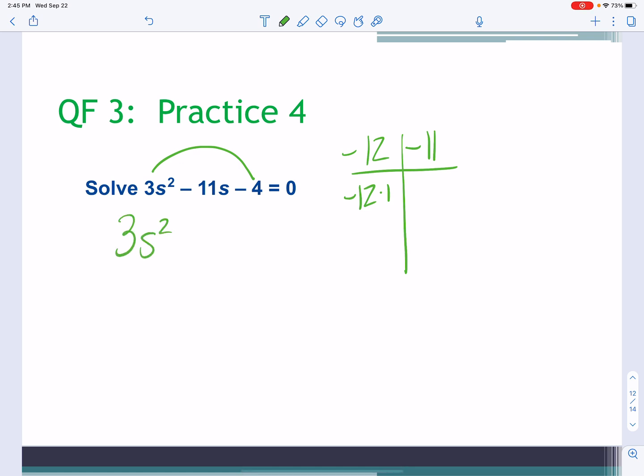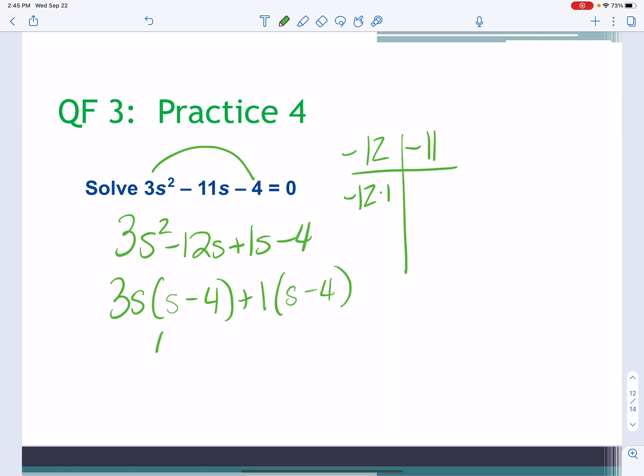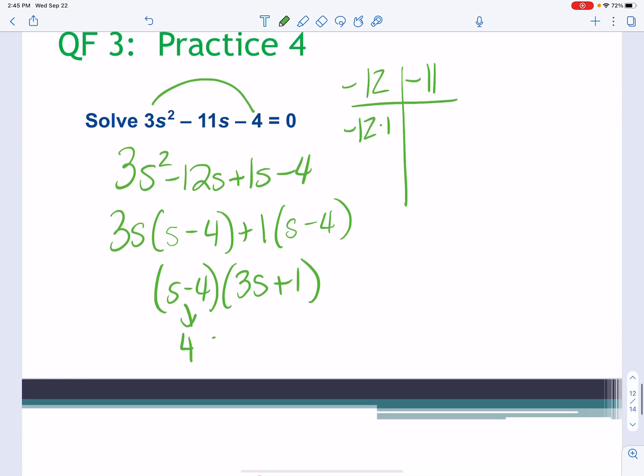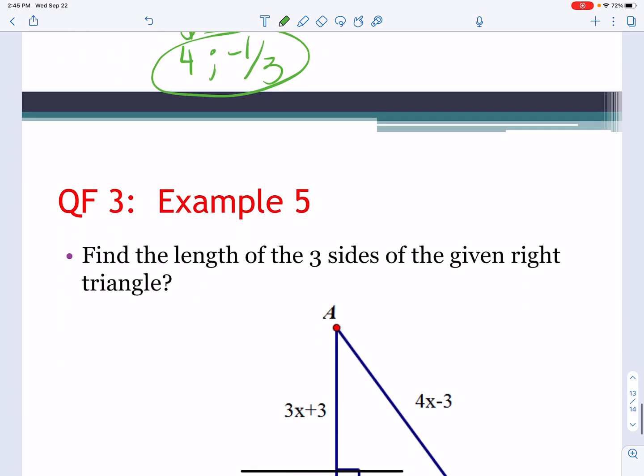So I did the last one by guess. So I'm going to do this one by grouping. So here I can take out a 3s. That leaves me with an s minus 4. On the back, I can't take anything out, so you have to take out something, so take out a 1. So that's s minus 4 and 3s plus 1. So one of my roots is 4, and the other is a negative 1/3. So you could check that using your calculator.